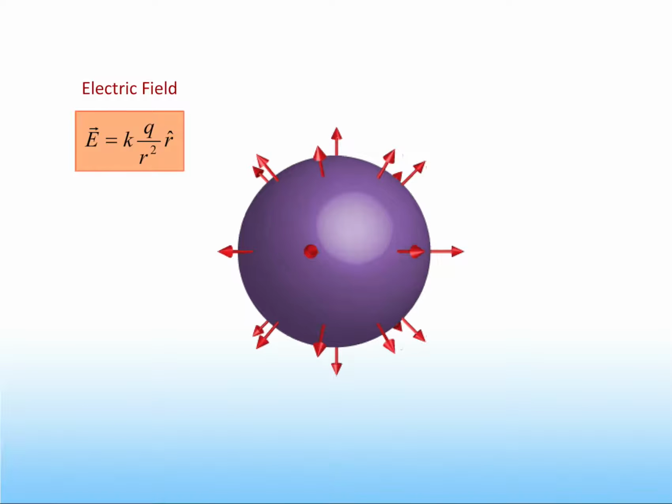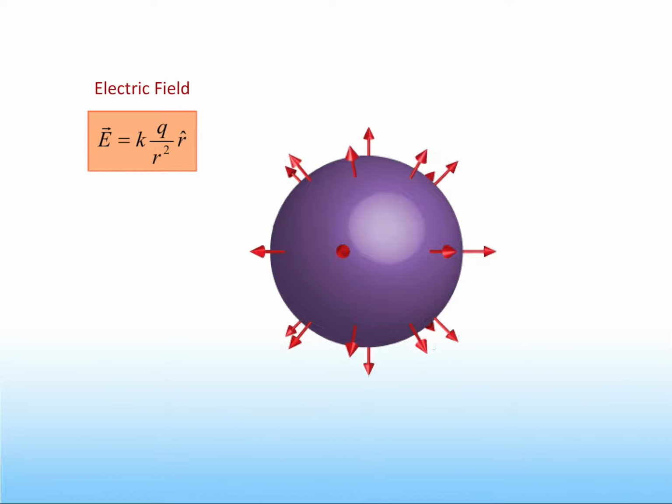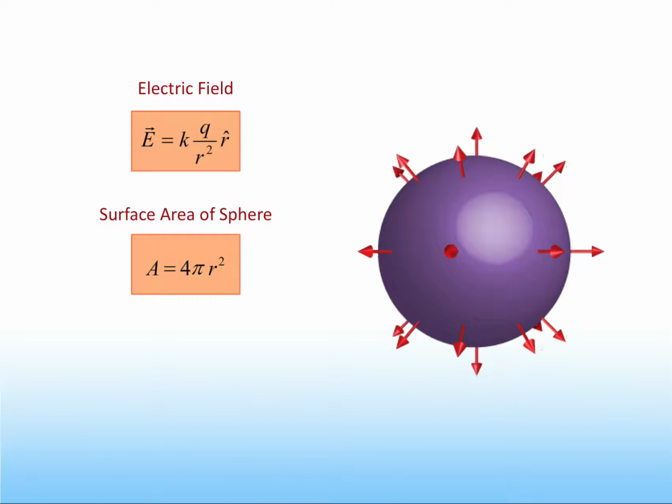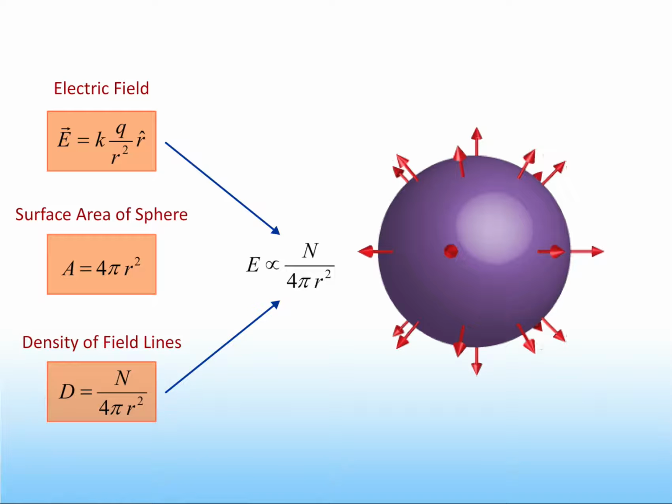As we increase the radius of the sphere, the number of lines passing through the surface stays fixed, but the surface area increases as r squared. Therefore, the density of these lines passing through the surface decreases as 1 over r squared, exactly the same decrease that the magnitude of the electric field experiences. Consequently, we can represent the magnitude of the field at any point P as being proportional to the density of lines passing through the surface of the sphere that contains point P.